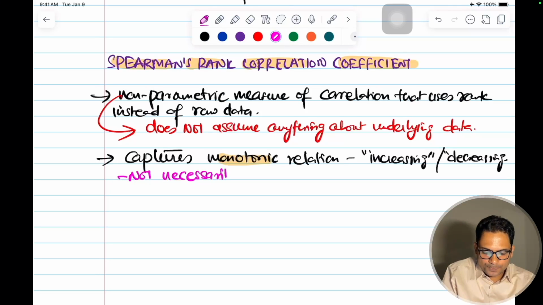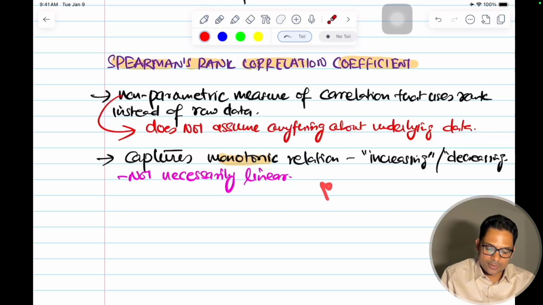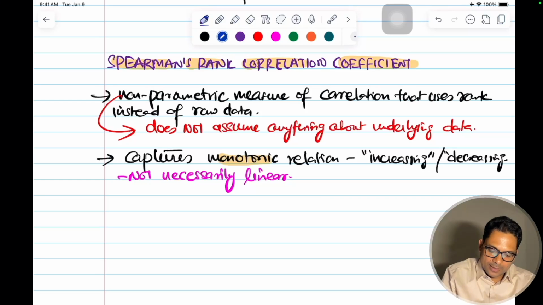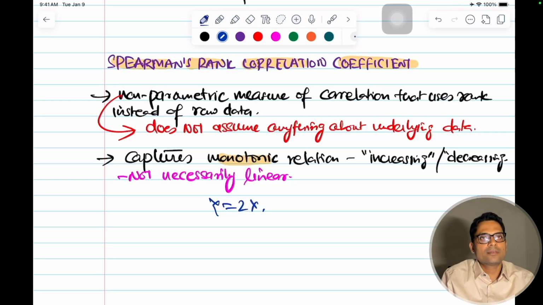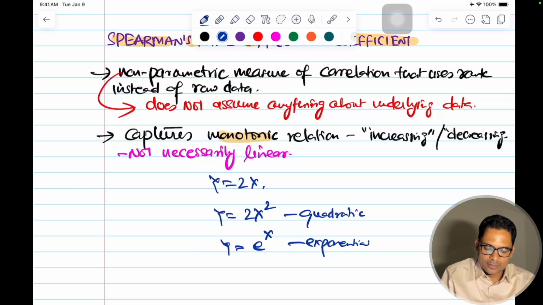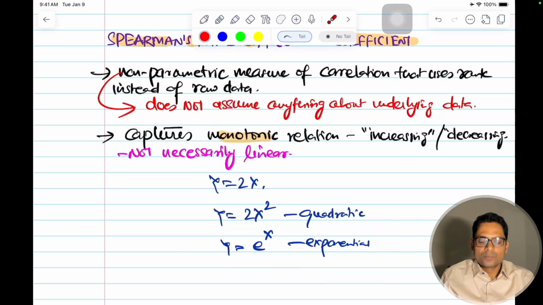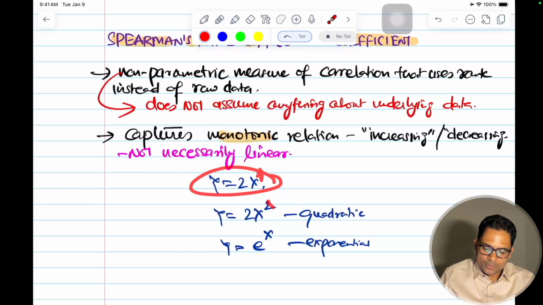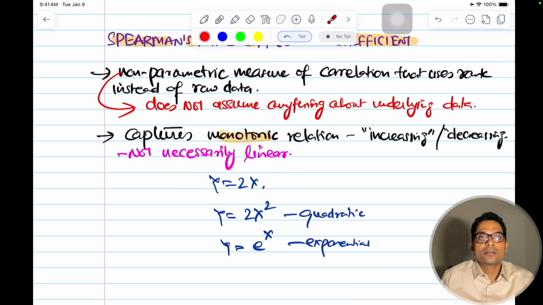Linear means, as you saw here, y is equal to 2x is linear, but y is equal to 2x square is not linear. This is quadratic. I hope you understand. y is equal to e to the power x is exponential, not linear. These two are not linear. I hope that is clear. So this is power 1, here it is power 2, and this is exponential, a totally different curve itself.